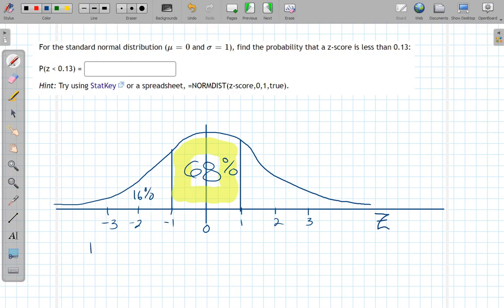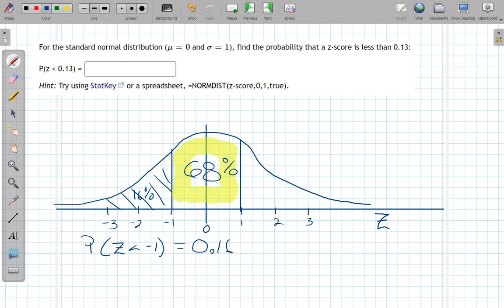So if somebody asks me, what's the probability that somebody has a z-score in a normal distribution that is less than -1, then I would say, oh, well, that would be 16% of the data according to this part of the empirical rule. So that would be about 0.16.